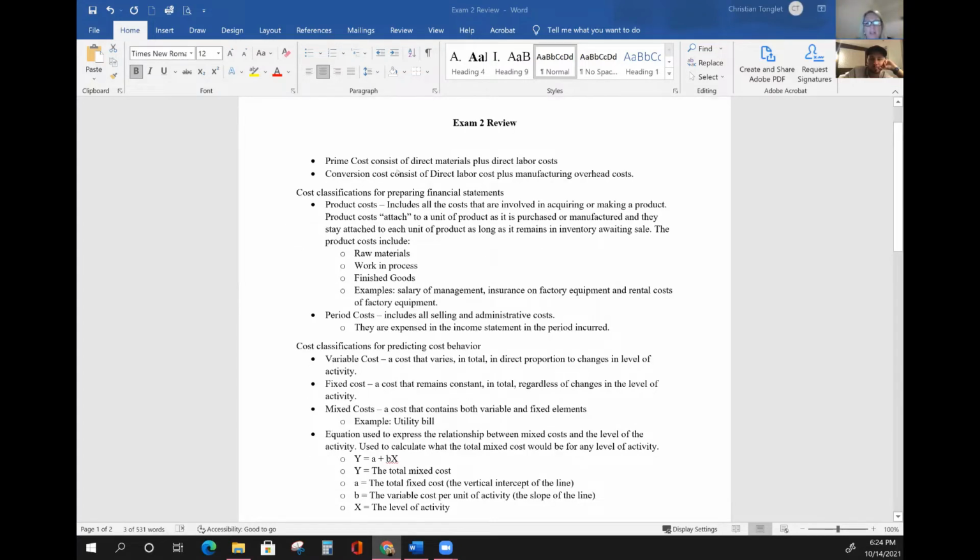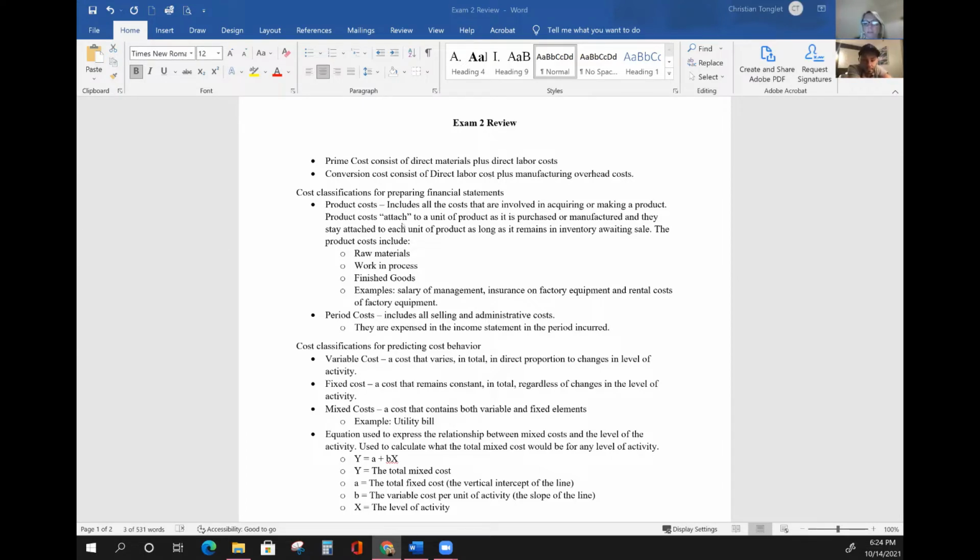All right, then we have cost classifications for preparing the financial statements. So we learned a lot in principles about financial statements and how we bring over our revenues and our expenses over to an income statement. And also, how do we record inventory? How do we record costs? So you need to think back on some of those things that we covered in the review, that know, okay, if I have a cost, that's something that is part of a product or an inventory, an asset. And I'm going to have different costs that are associated with that product.